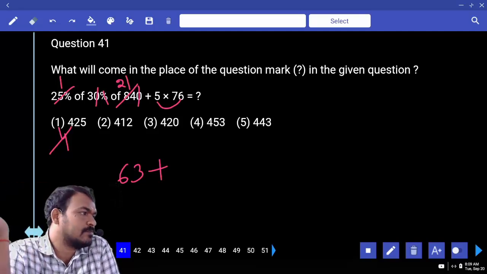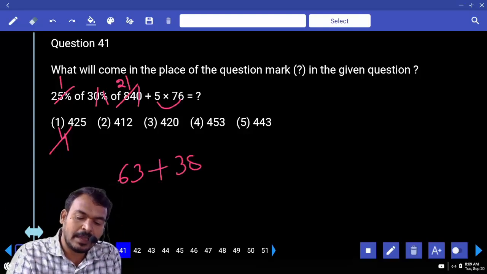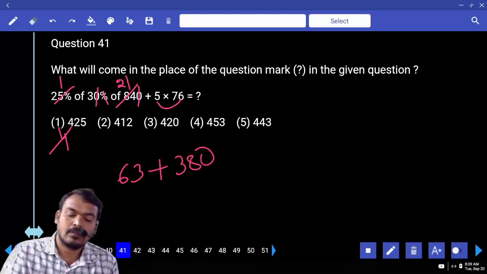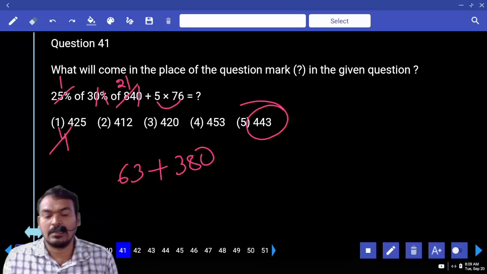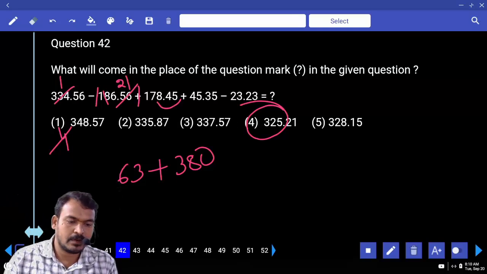What is 10 times of 76? 760. Half means 380 or not? Both are added: 443. Next question number 42.